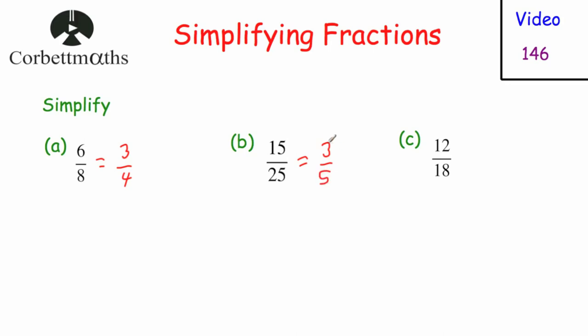So then we get 3/5, and 3 and 5, well, we can't divide these by anything. Well, you know, we could divide them by 1, but that's not going to change anything. So we've simplified it as far as possible. Okay, let's have a look at our last question, which is to simplify 12/18.